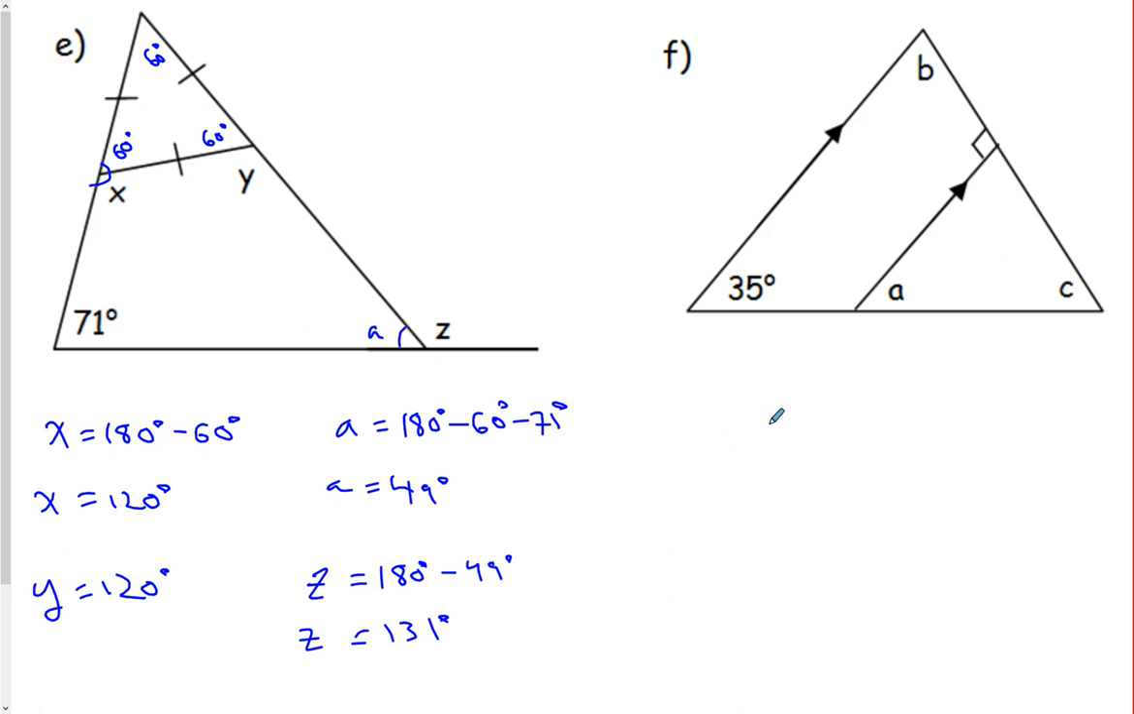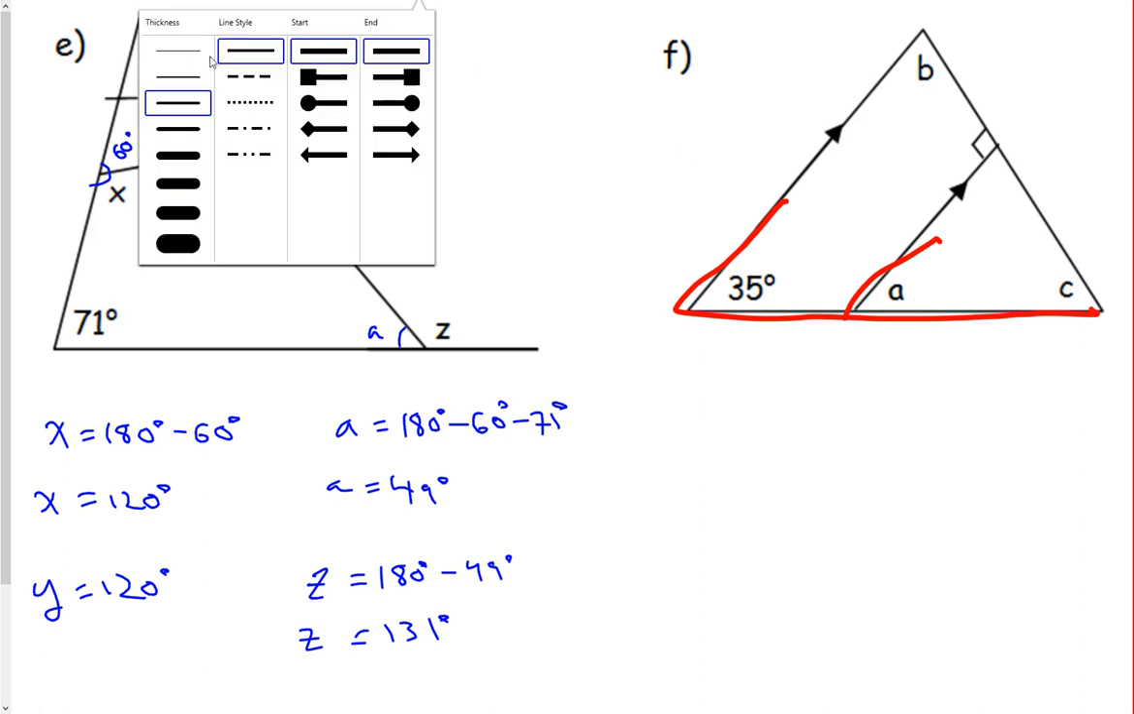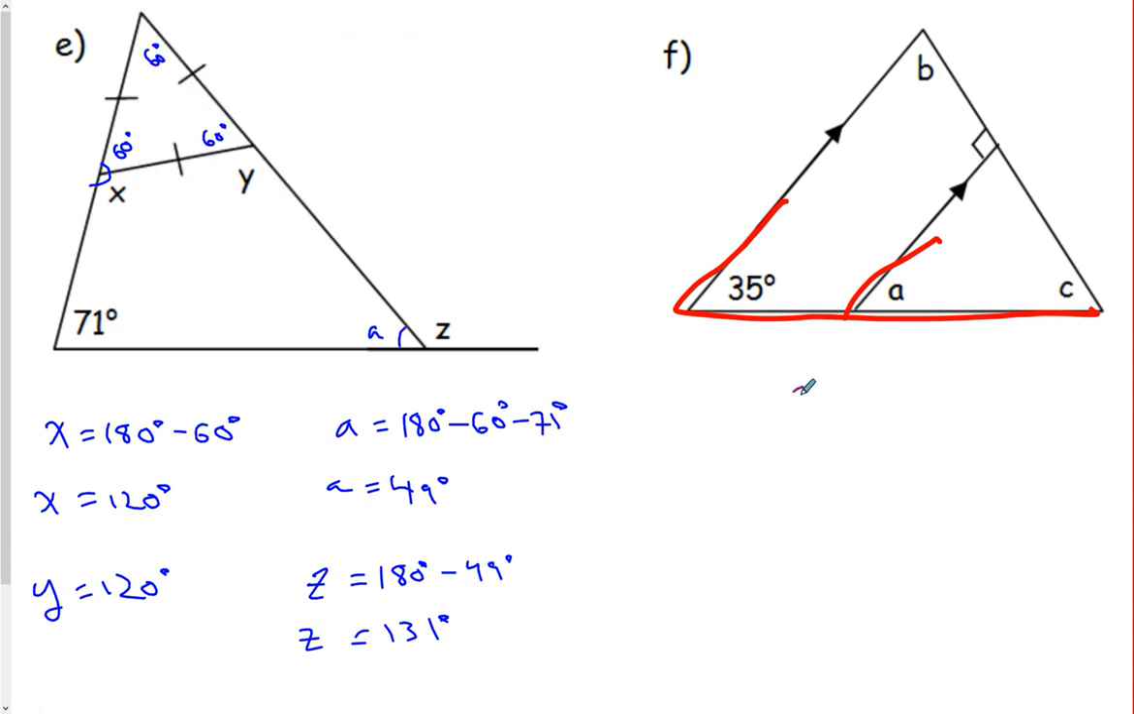Almost there. We're looking at F. I'm going to use a couple of my patterns here for this one. I'm going to use an F pattern. It's a little hard to see, so I'm going to draw it in red. Here is my F, like that. So that means A has got to be equal to 35 because of that F pattern.